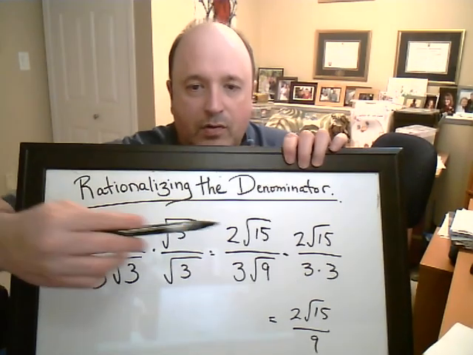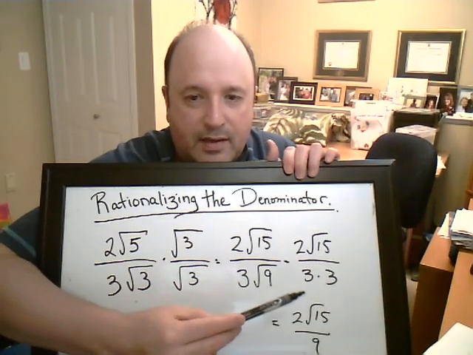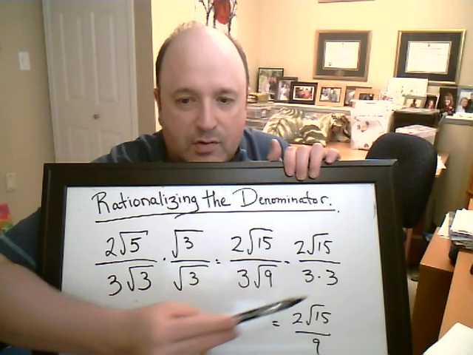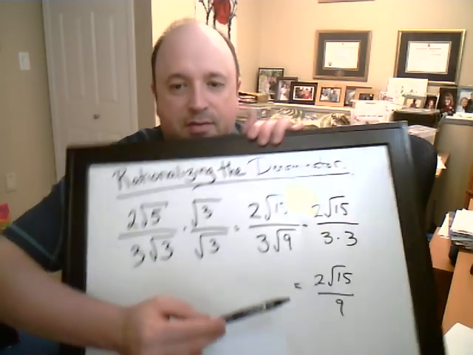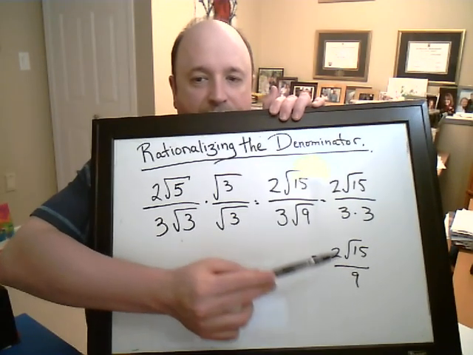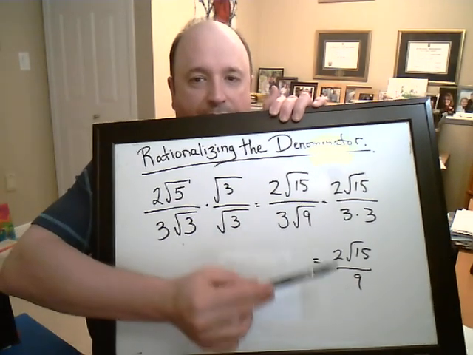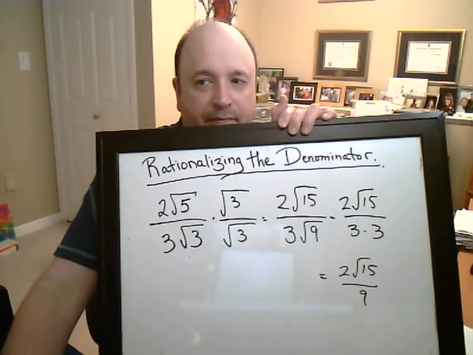Okay, so 2 root 15 stays on top. 3 root 9, so the root 9 changes to 3. So 3 times 3, I get the whole number 9. It is now rationalized on the bottom, as you can see here, right? Whole number 9. So 2 root 15 over the whole number 9. I have rationalized the denominator.